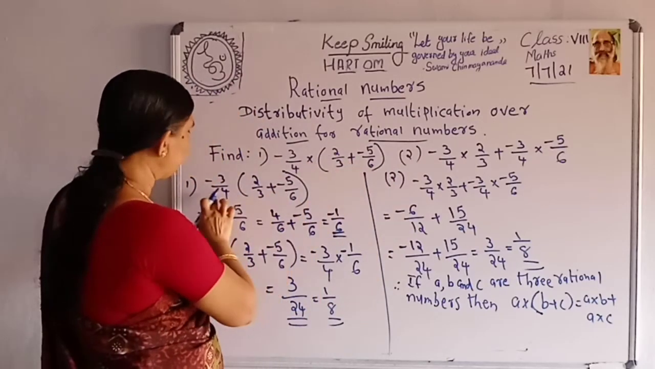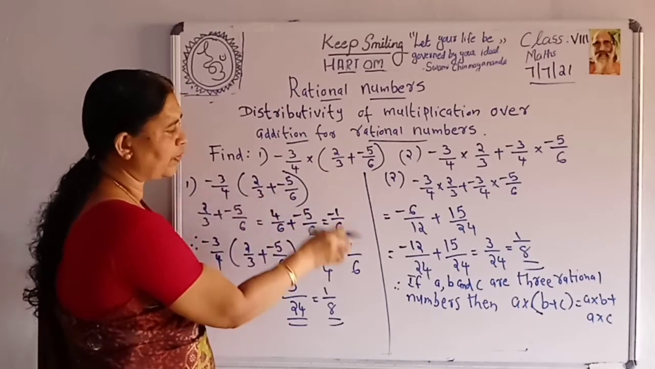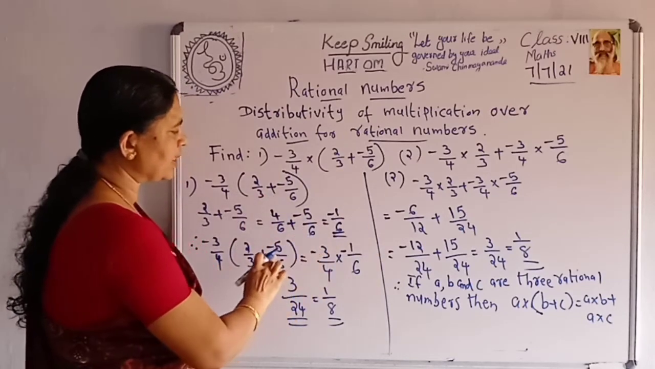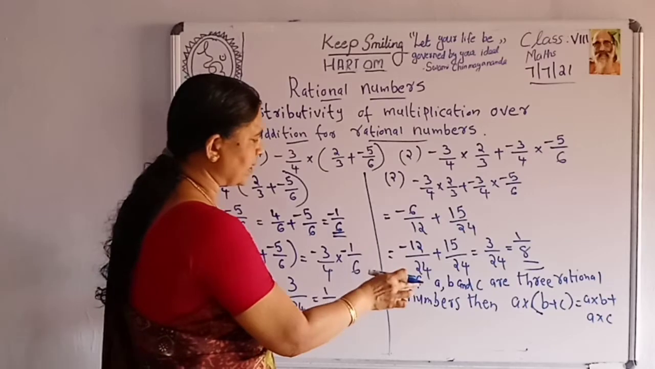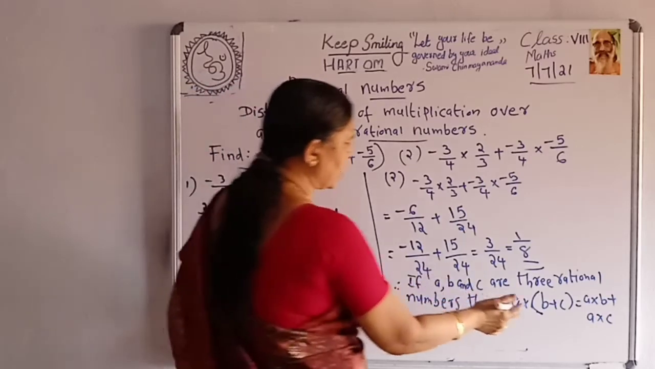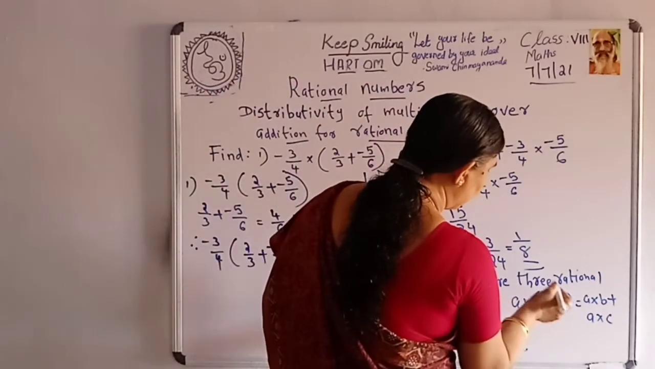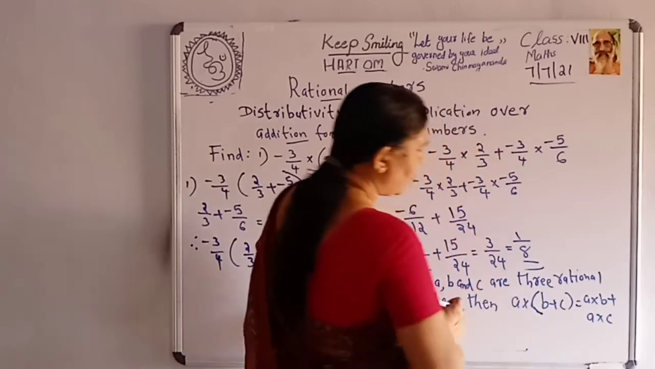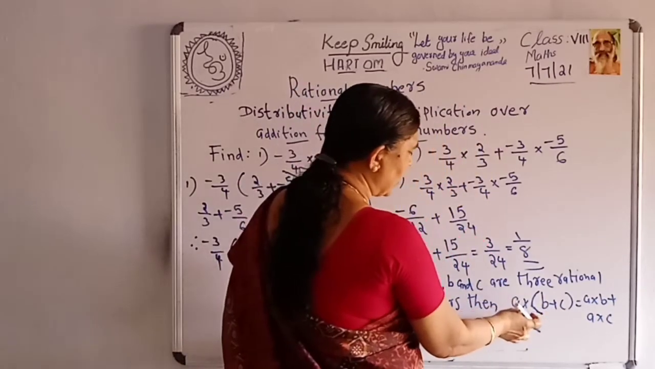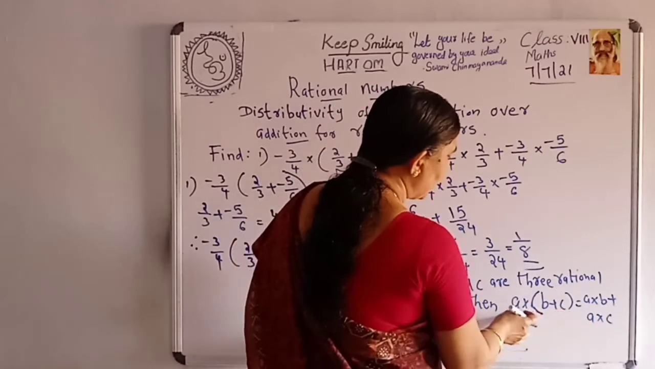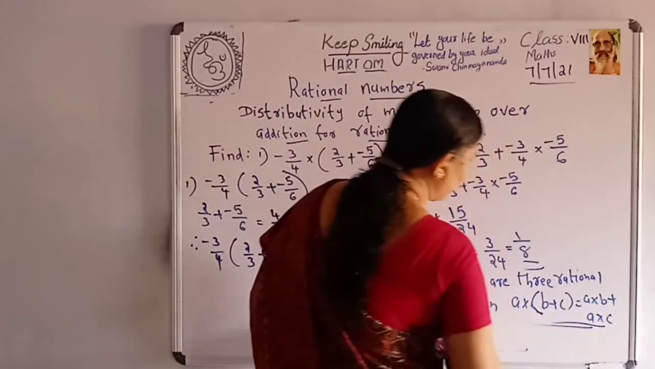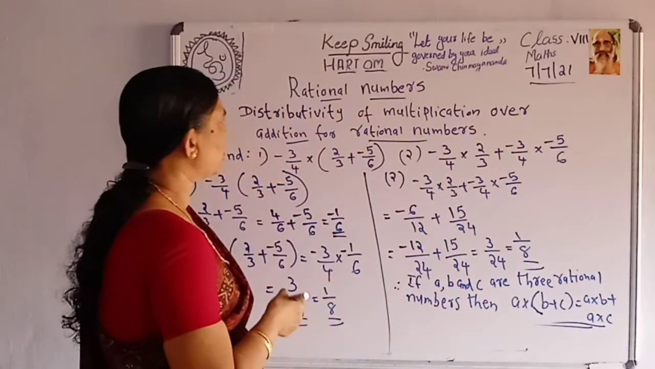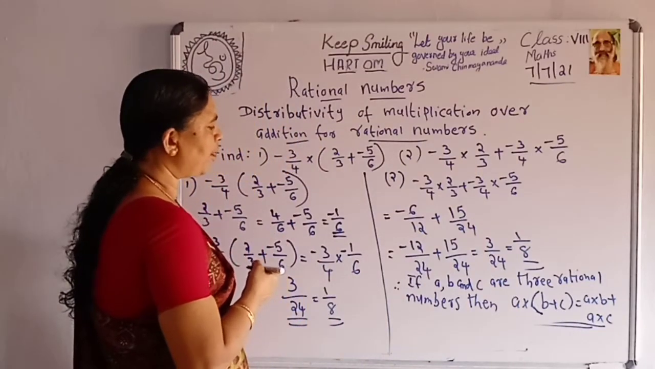Then add it to minus 3 by 4 plus 5. Then also we get the same answer. That is, if A, B and C are three rational numbers, A into B plus C, first we add B plus C and then multiply it with A. Or if we multiply A into B plus A into C, then also the answer remains the same. So this property is called the distributive property of multiplication.